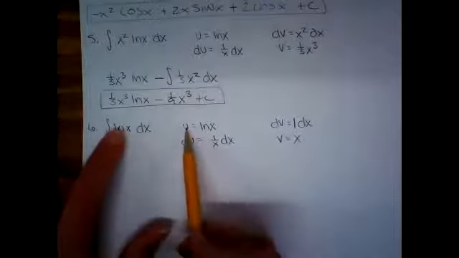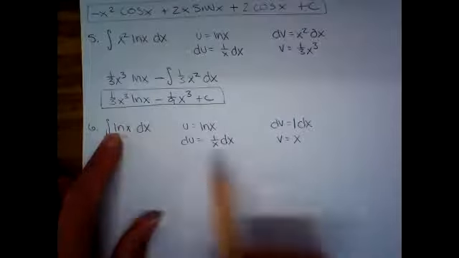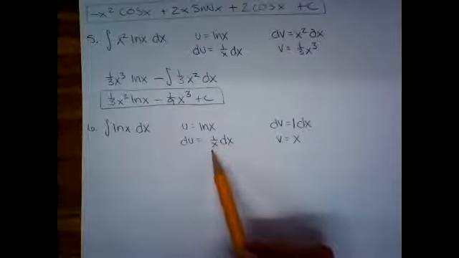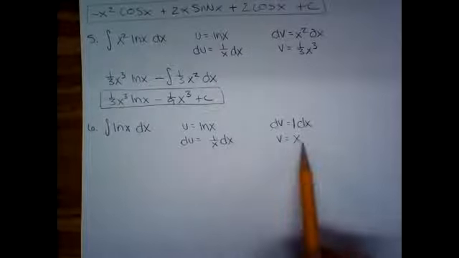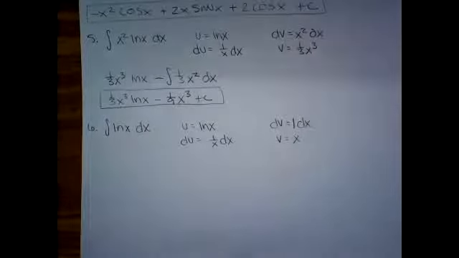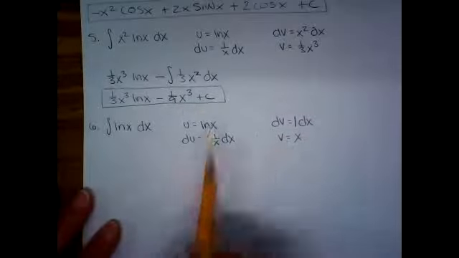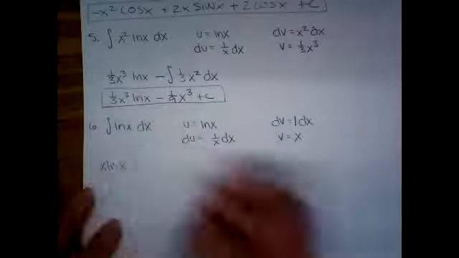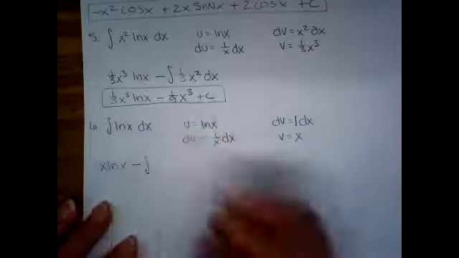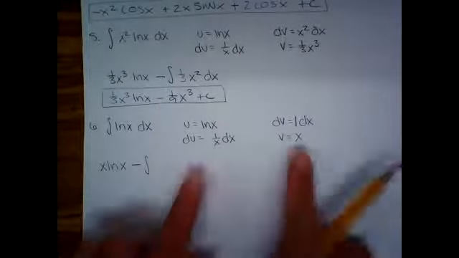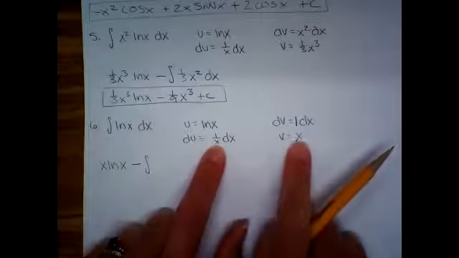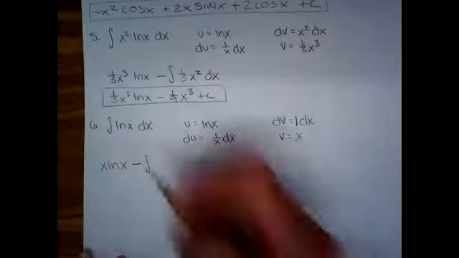Right, so you want to let u be the ln of x part, because that derivative is going to be 1 over x, and when we multiply these, it allows you to cancel an x out. That's like what it does. So this is going to be u times v, so it'll be x ln of x minus integral v du. So these cancel, and you just get 1 dx.